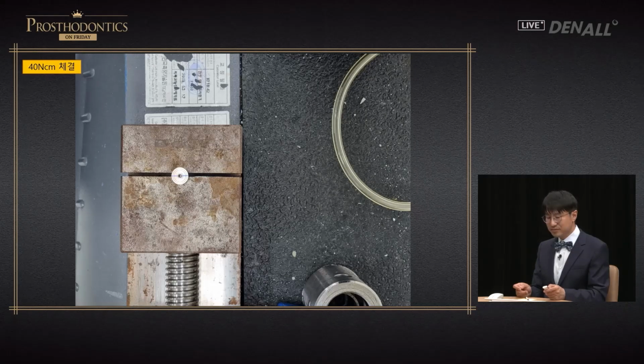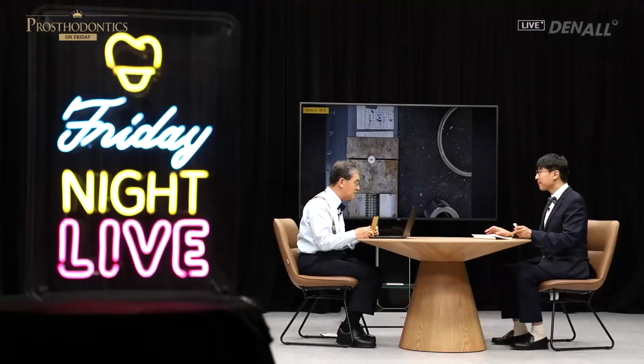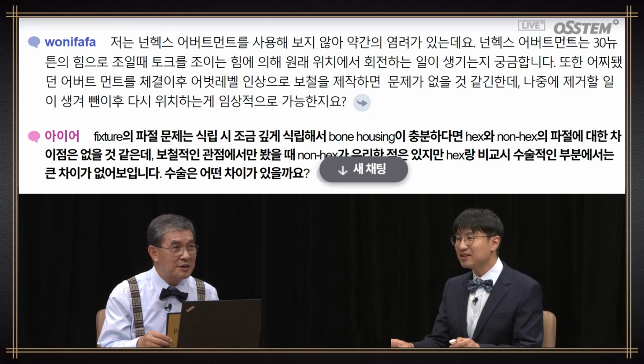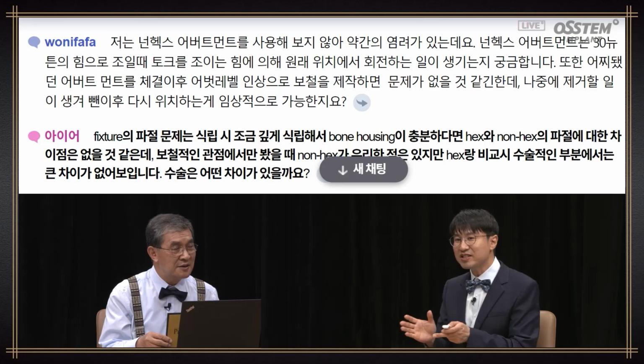Repositioning it after removal, is it clinically possible? In the case of single restoration, if you don't have a jig, it can be very difficult. In the case of multiple cases, if it is supramargin and if there's very little contact difference, you can use the prosthesis as a jig.